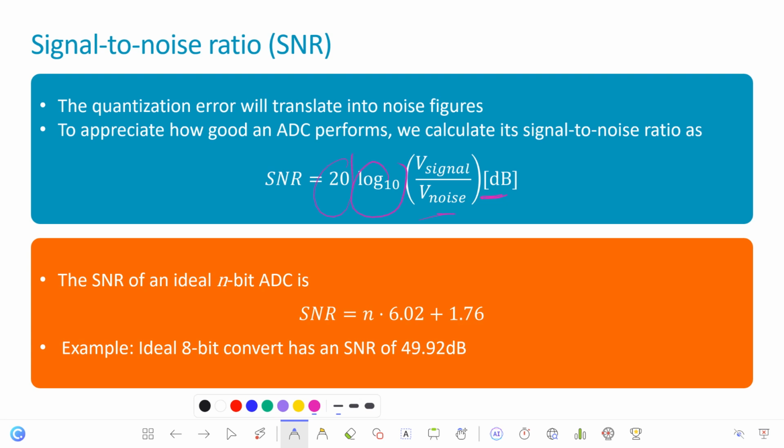So the ideal ADC can be characterized by an SNR value as expressed above. For example, the ideal 8-bit converter has an SNR value equal to almost 50 decibels.